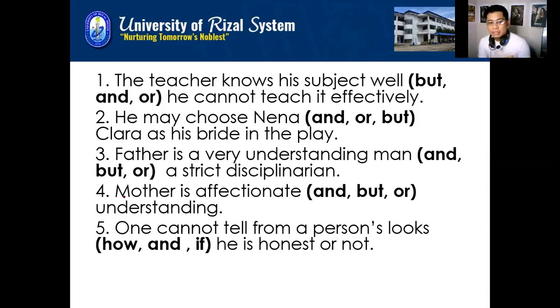Father is a very understanding man and but or a strict disciplinarian. Mother is affectionate and but or understanding. One cannot tell from a person's looks how and if he is honest or not. Okay, are you done? So if you're done, let's move on to our next slide.